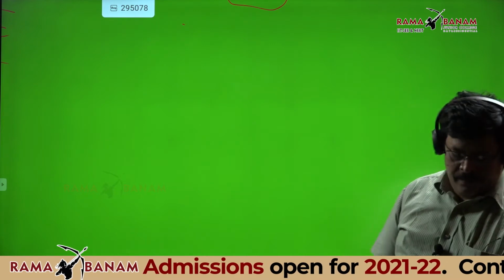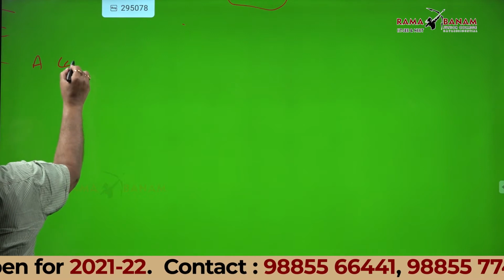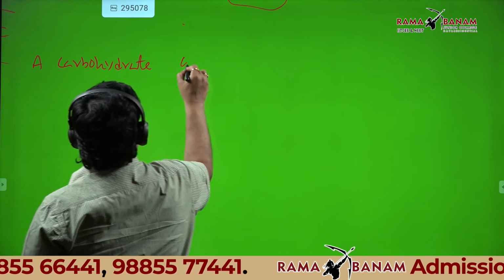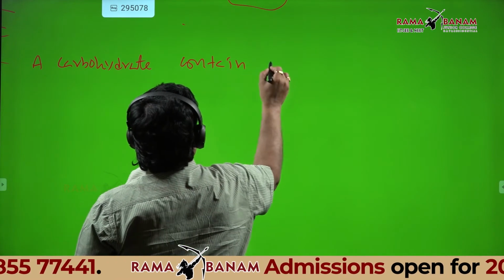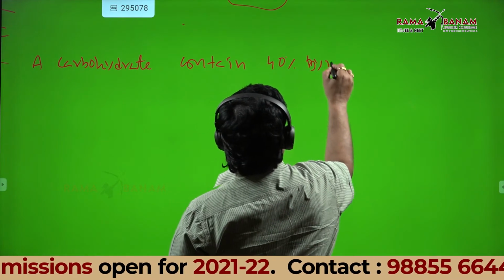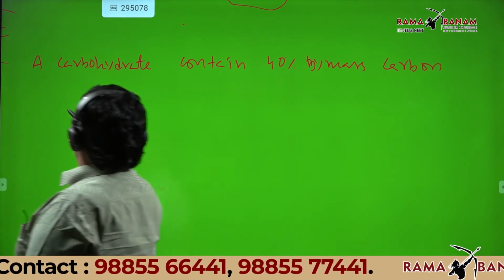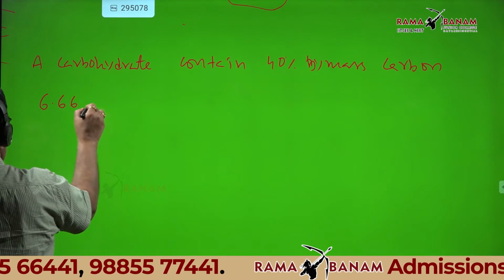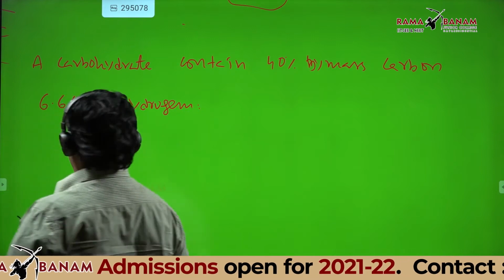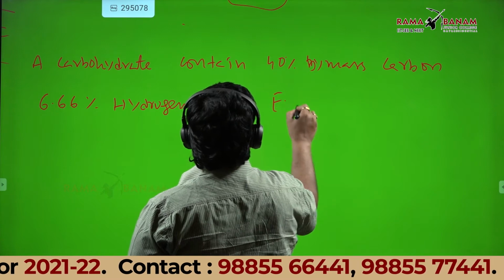Write a new problem. A carbohydrate contains 40% by mass carbon, 6.66% hydrogen. Calculate the empirical formula of that compound.